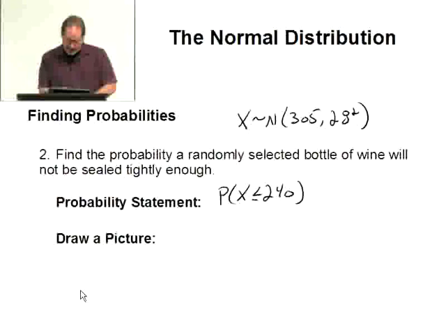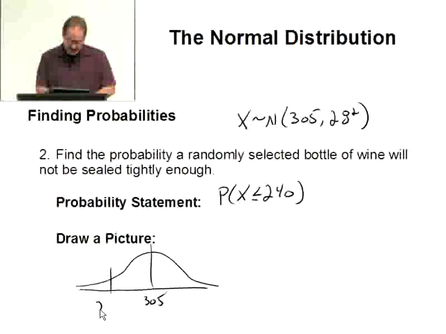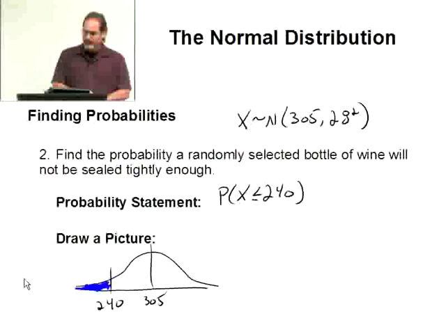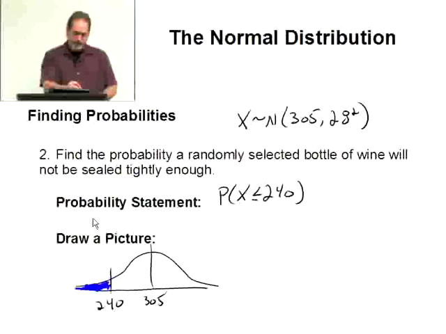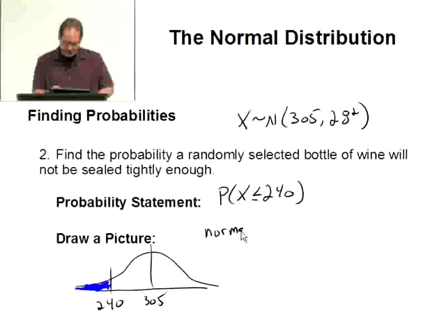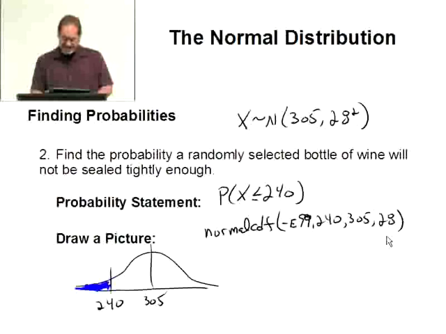I will draw my picture. The mean's 305. 240 is down here someplace. Doesn't really matter where. Shade it in. This is what I'm looking for. Here I'm going to start at negative infinity and come up to 240. So I will use normal CDF. Negative infinity will be negative E99. The upper bound's 240. The mean is 305, and again, the standard deviation is 28.